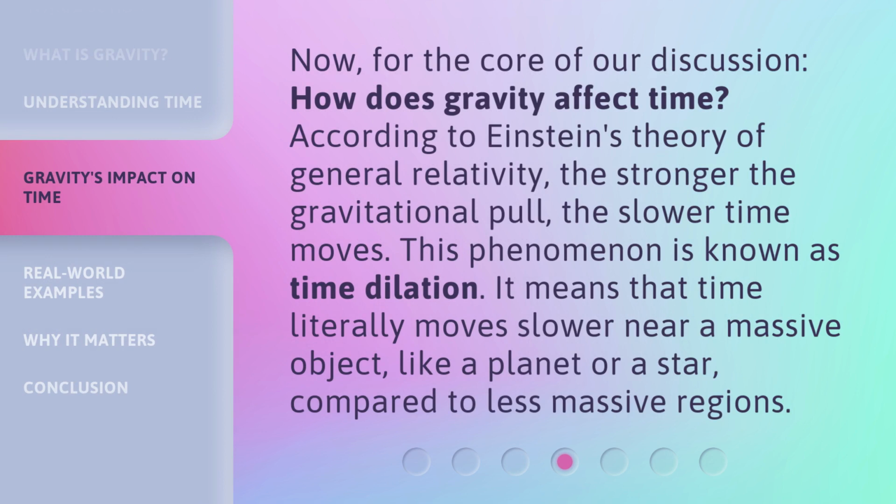Now, for the core of our discussion, how does gravity affect time? According to Einstein's theory of general relativity, the stronger the gravitational pull, the slower time moves. This phenomenon is known as time dilation. It means that time literally moves slower near a massive object, like a planet or a star, compared to less massive regions.